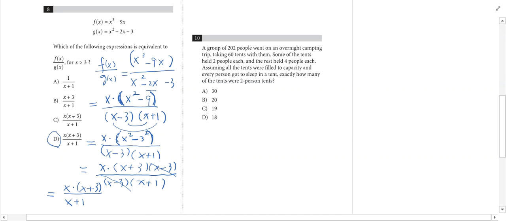One more thing. Why did they say x is greater than 3? Because here x cannot be 3. If x equals 3, the denominator equals 0, which is not valid. So that's why for number 8 we got a choice of D here.